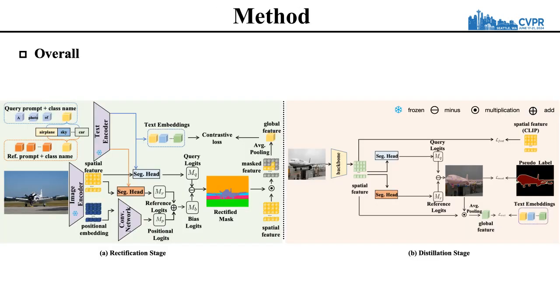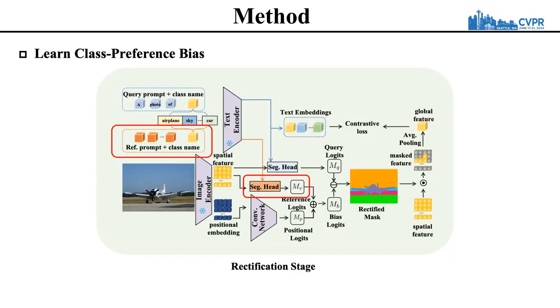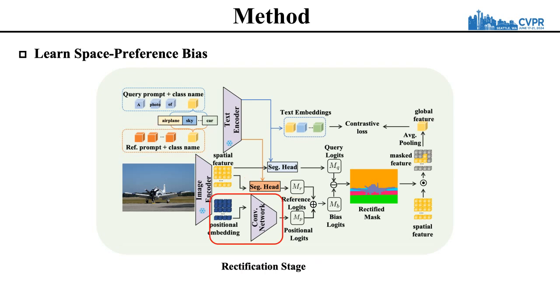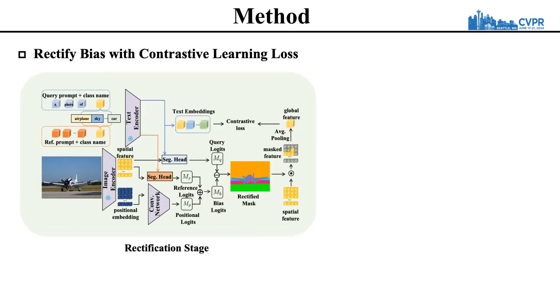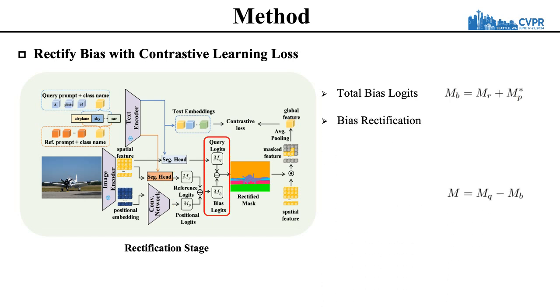This is the overall framework of our method, including a rectification stage and a distillation stage. We introduce a reference prompt to learn the class preference bias, and we project the positional embedding of the vision transformer to model the space preference bias. Then the bias logit map can be obtained by adding the reference logit map and the positional logit map. We then subtract the bias logit map from the query logit map to generate the rectified logits.